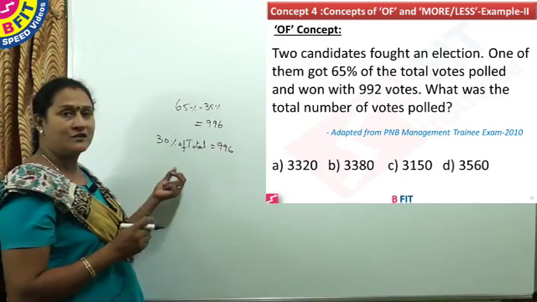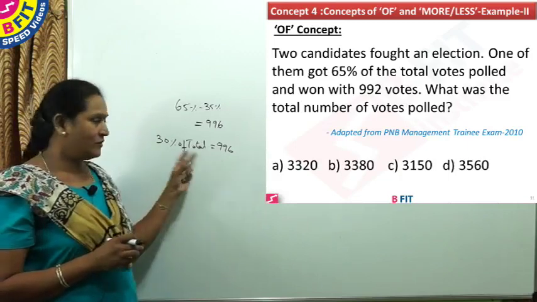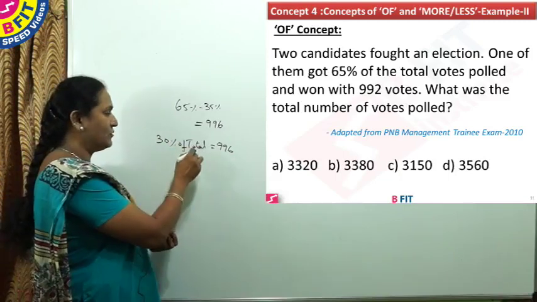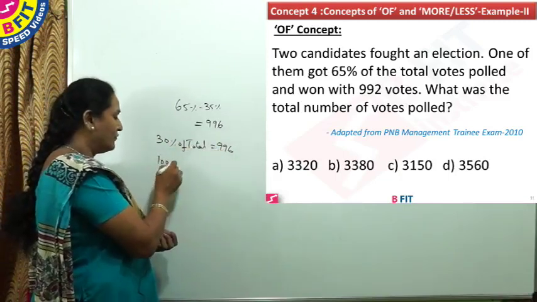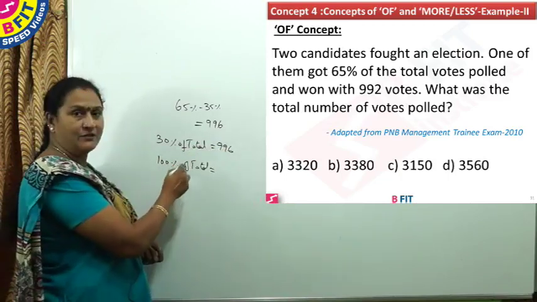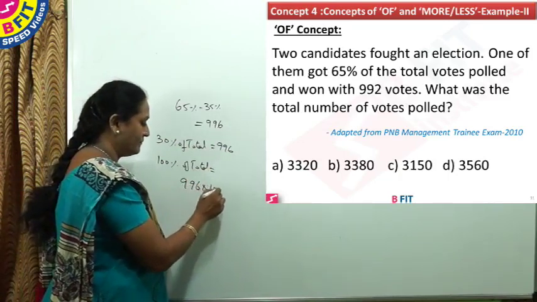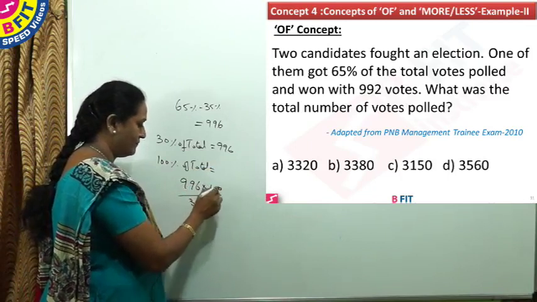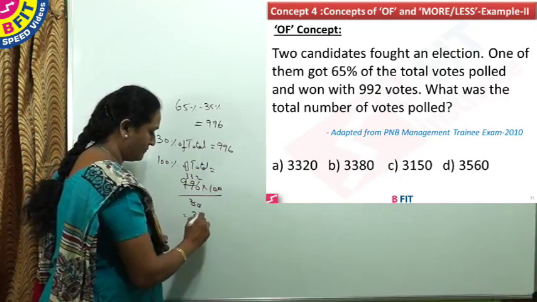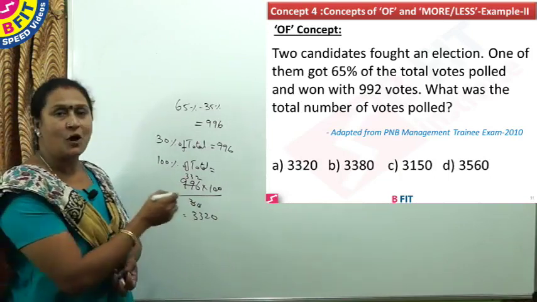So total number of votes is 100%. So how to find 100%? So 30% is 996. So divide it by 30 and multiply by 100, we'll get the total votes. So 30% of total is 996. To find 100% of total, or to find the total votes, multiply these two and divide by 30. So the total votes is 3320, that is option A.